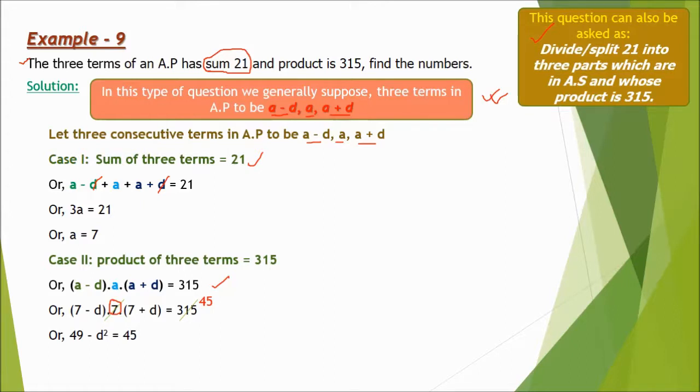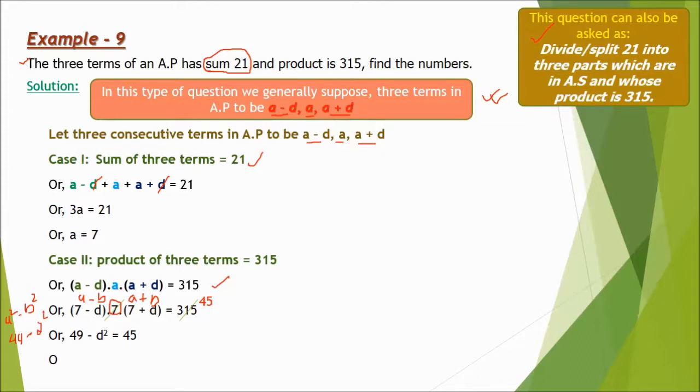7 square is 49 and d square, isn't it? It's 49 minus d square. This is a plus b, here you can see a plus b and a minus b. Now that formula is a square minus b square. Now a is 7, so that is 49, and b is d, that is d square. Okay, hope you understood it.